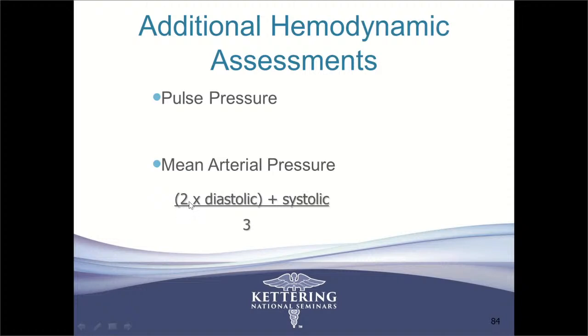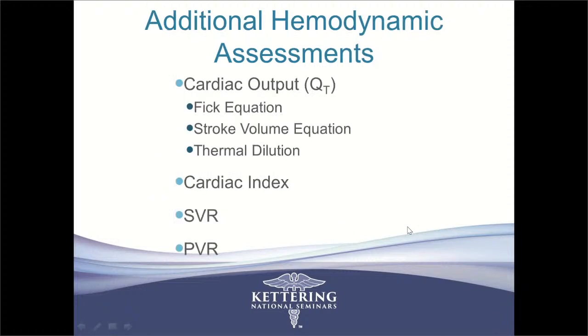All you've got to do is take 2 times whatever the diastolic pressure is, add it to the systolic pressure, and then divide it by 3. All right? That's pretty much a standard formula for calculating the mean. And again, you may be asked to do that once or twice on the test. So that's an easy one to remember: 2 times the diastolic plus the systolic, divided by 3.